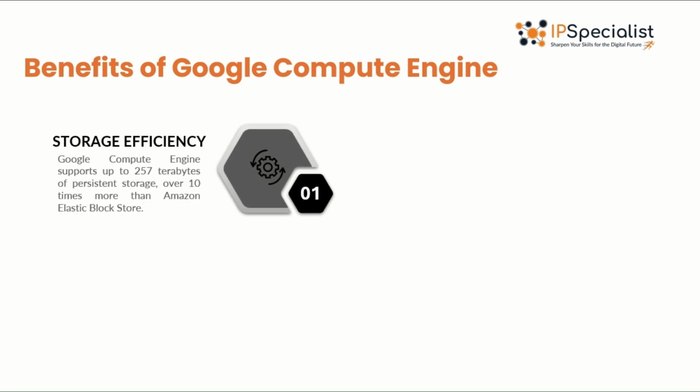Let's explore the benefits of Google Compute Engine, or GCE. First, we have storage efficiency. GCE supports up to 257 terabytes of persistent storage, which is more than 10 times the capacity of Amazon Elastic Block Store. This makes GCE a great choice for organizations needing highly scalable storage options.